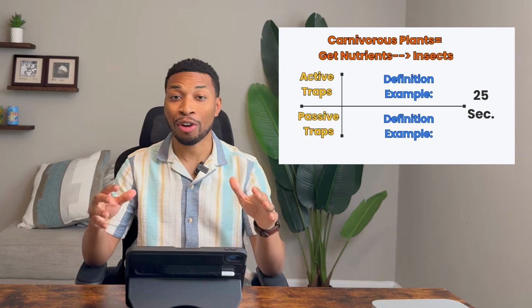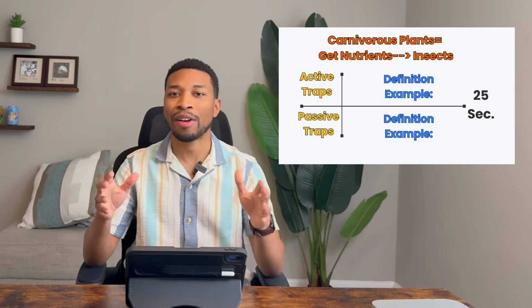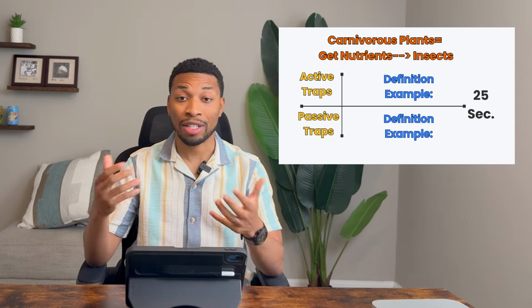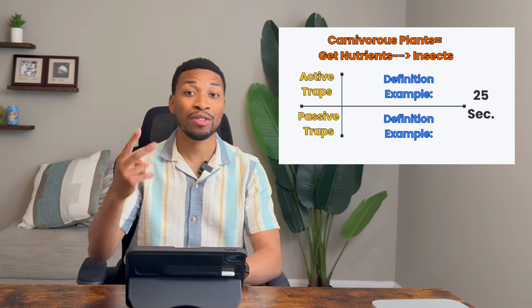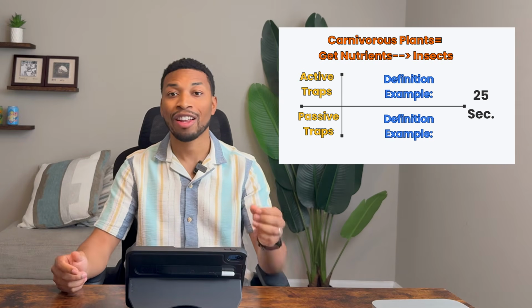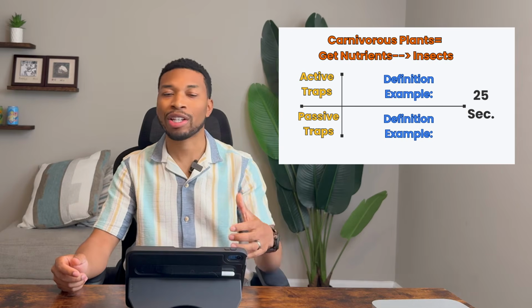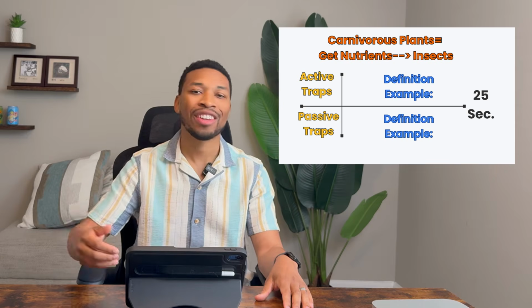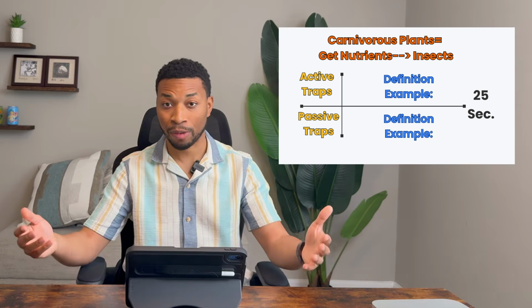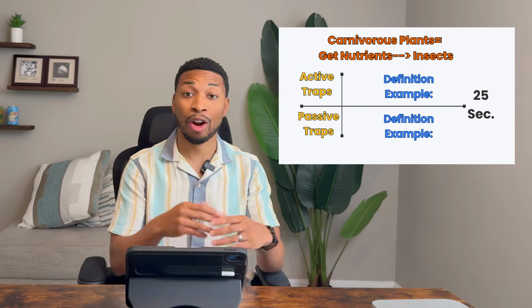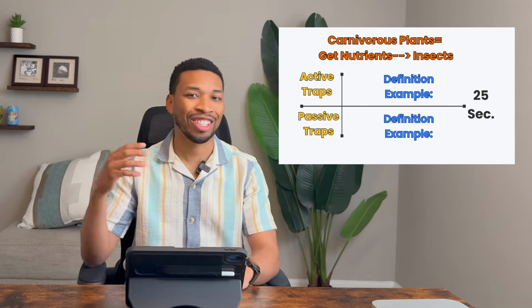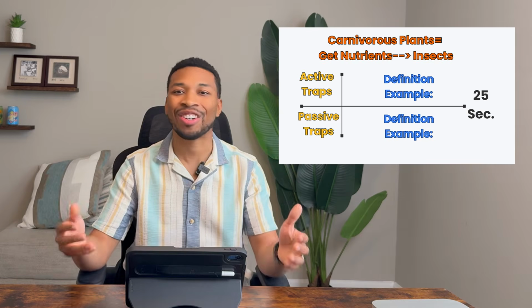So far in your template, you should have something like this. Carnivorous plants get their nutrients from insects, and the professor gives 2 ways that they do this. The first way that they get their nutrients is from active traps. Then you're going to tell the definition, then you're going to tell the example. And the second way that carnivorous plants get their nutrients is through passive traps. You're going to tell the definition, and then you're going to tell the example.